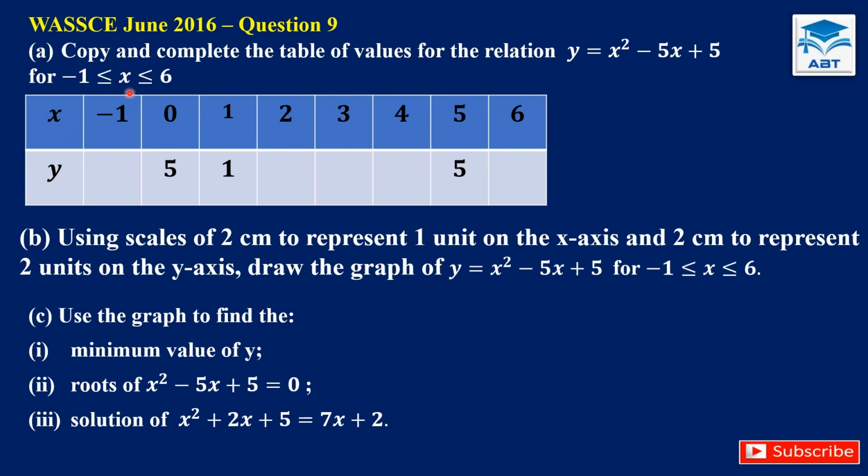for x from -1 to 6. So we have the x values from -1, 0, 1, 2, 3, 4, 5, 6, and some of the y values were not given, and we've been asked to complete the table. That's the A part of the question. So let's look at the A part of the question, and after that, we move on to the B part.